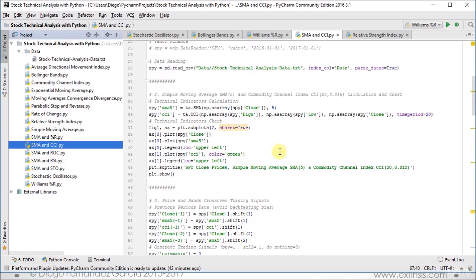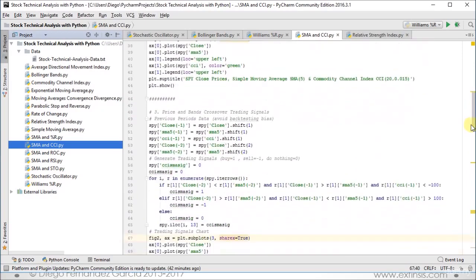Then we do the corresponding chart of these two, and then we proceed to do our price and bands crossover type of trading signals. First of all, we need to calculate previous periods data so that we avoid backtesting bias. This means that we'll implement our trading signals 1 day later than observed. Therefore, we create previous periods close, previous periods simple moving average, previous periods commodity channel index, and second previous periods close and simple moving average.